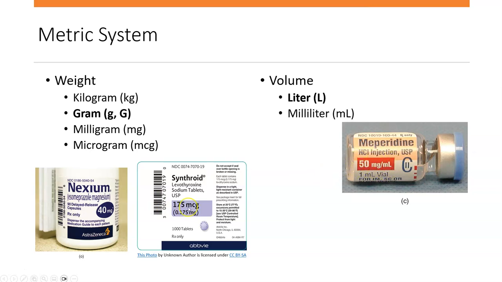So liquid drugs, you're looking for a combination. And then when you've got just an oral solid dose form, if we want to know what the dose strength is, it would be 175 micrograms per tablet. But most often we're just going to say it's 175 micrograms.